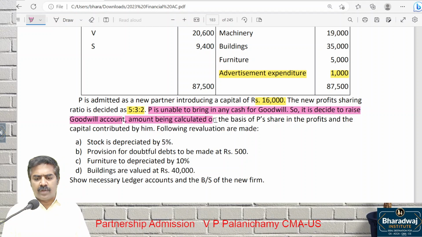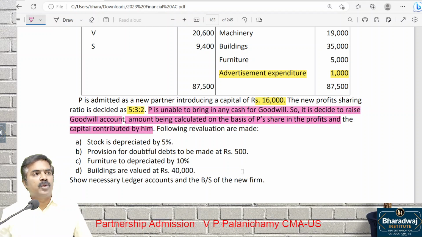The amount is calculated based on what? P's share of profit and the capital contributed by him. So goodwill we have to value based on capital contribution. Based on which one? Capital contribution.